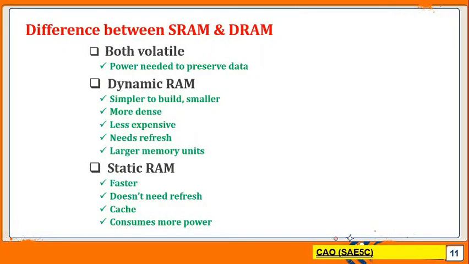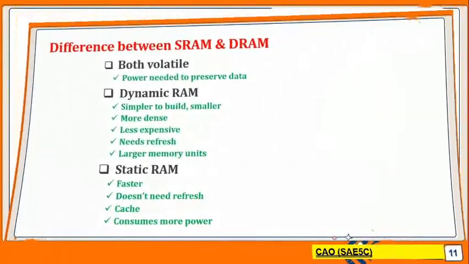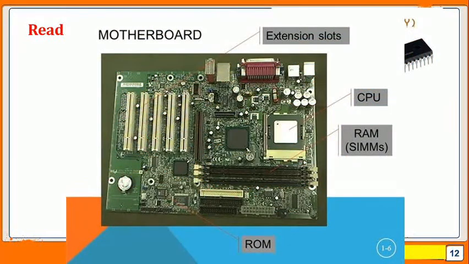Next, what is the difference between static RAM and dynamic RAM? Dynamic RAM is volatile, whereas static RAM is non-volatile. Dynamic RAM is slower compared to the static RAM. Static RAM doesn't need refresh like the dynamic RAM, but the most widely used RAMs are dynamic RAMs only. And this is about where the RAMs and the ROMs are located in a motherboard.